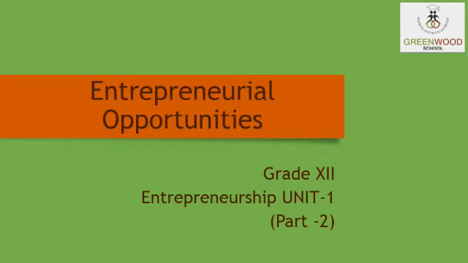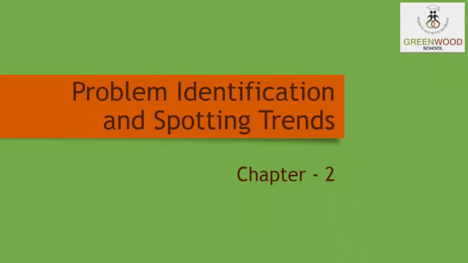Today we shall discuss the second part from the first unit of entrepreneurship, that is entrepreneurial opportunities. Chapter number 2, problem identification and spotting trends.